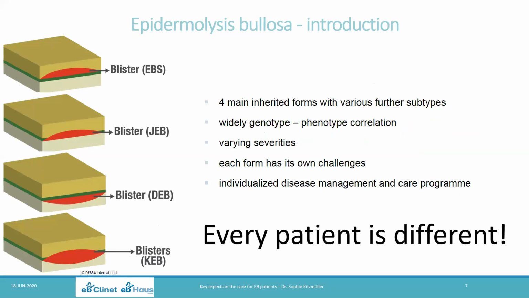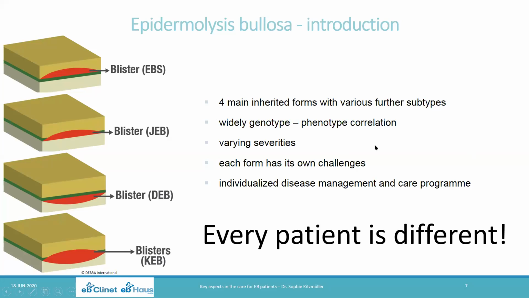As I said before, and this is something that is really important if you see patients or if you care for EB patients, every patient is different. Although they might have the same mutation or the same layer where their blisters arise, every patient perceives pain differently, itch differently. Every patient has a different social economic background. Every patient has different care that he can get back to. So every patient needs an individualized disease management and care program.